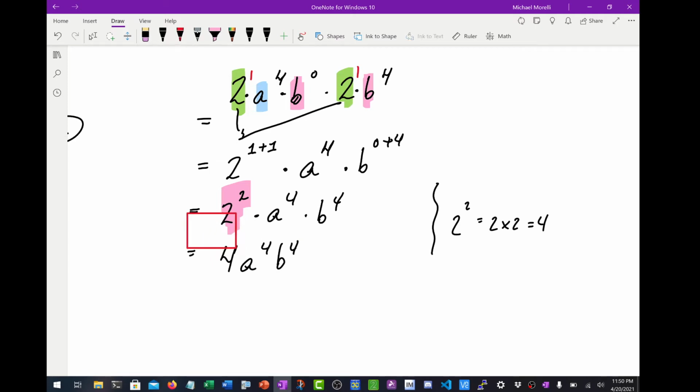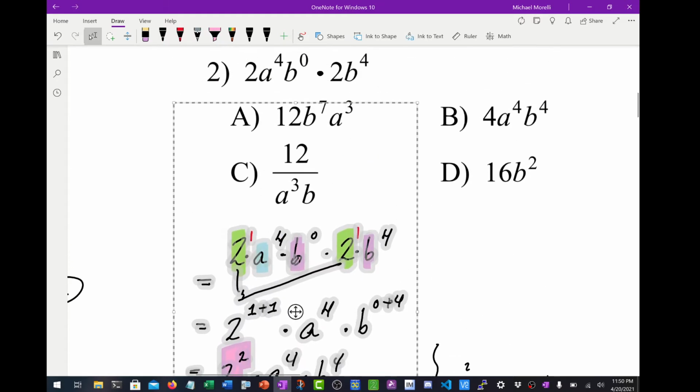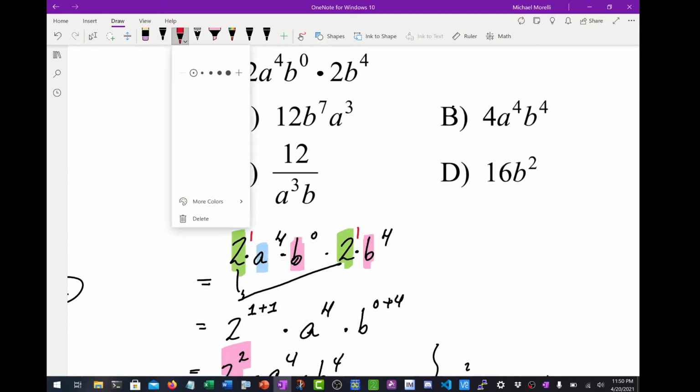Maybe. I don't know what's going on with the box. All right, let's see if we can get that centered there. And there we go. So let's go see now if we've got 4a to the 4th, b to the 4th is one of our answer choices. There it is. So we'll go ahead and circle this here and call that good.